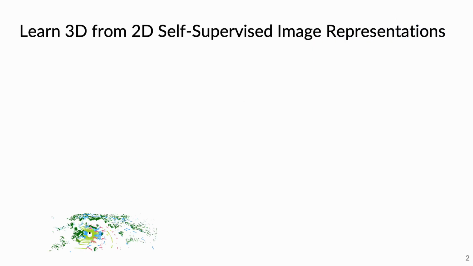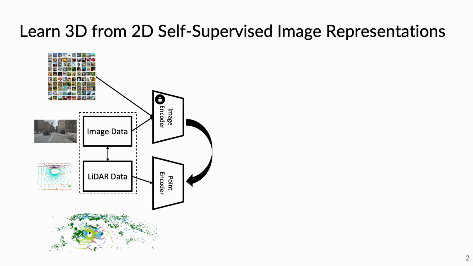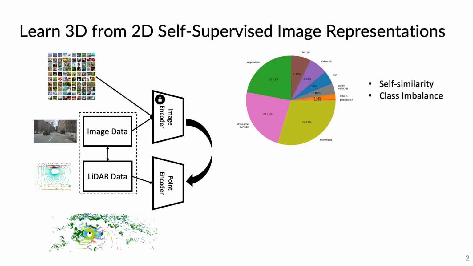Labeling large-scale point cloud data for 3D understanding is expensive. Since image datasets are large and diverse, a recent direction focuses on learning 2D representations from images using self-supervised methods and then utilizing aligned image and LiDAR datasets to learn 3D representations by distilling 2D representations.